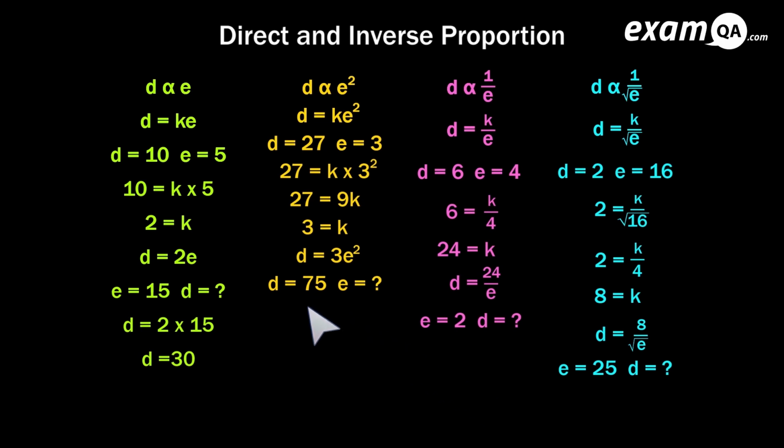In the second one, we have D equals 75. Let's go ahead and work out what E is. Divide both sides by 3 and we square root both sides. So E is the square root of 25. So we have E equals 5. And of course, it could also be minus 5 as well.